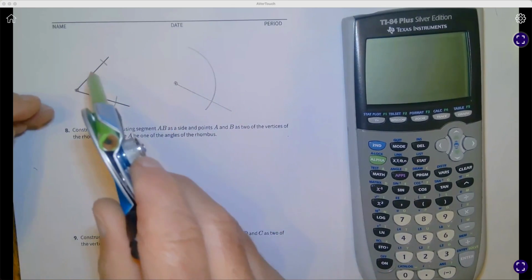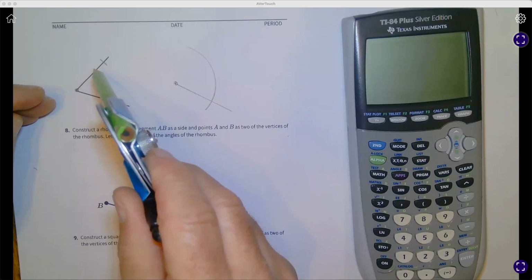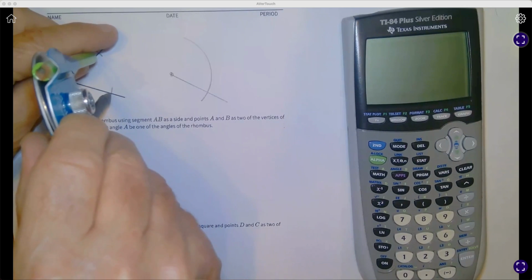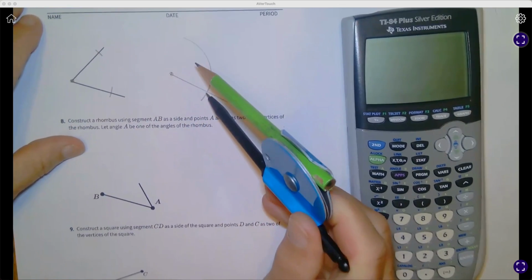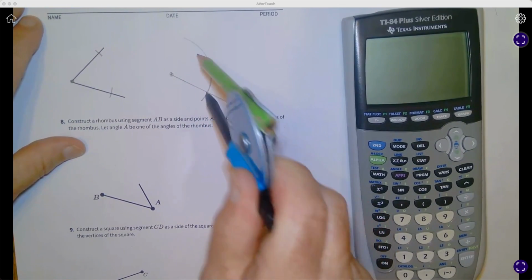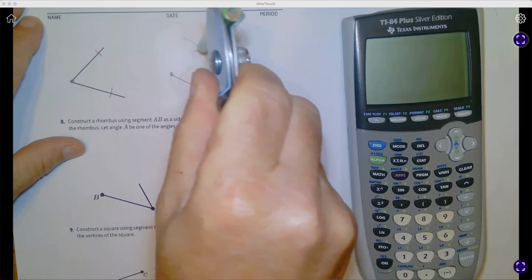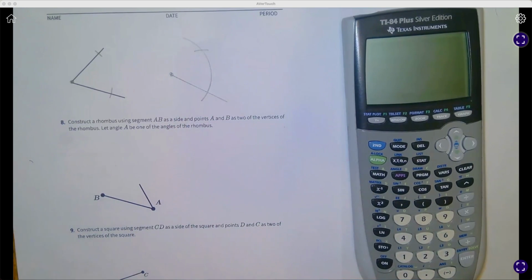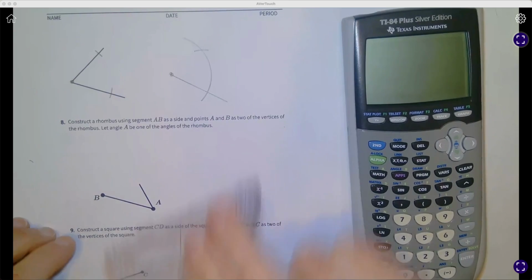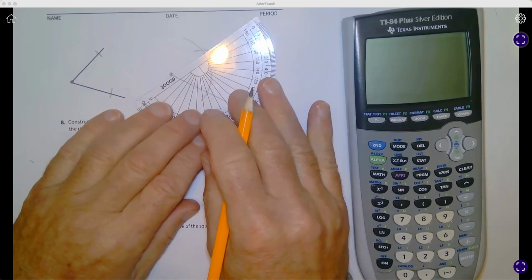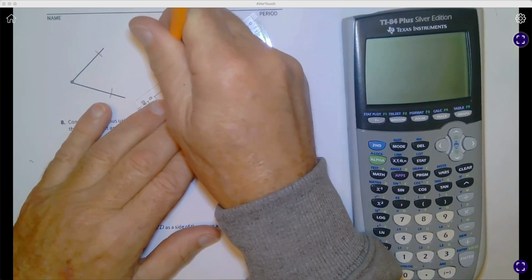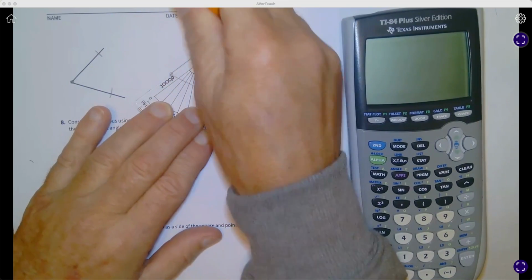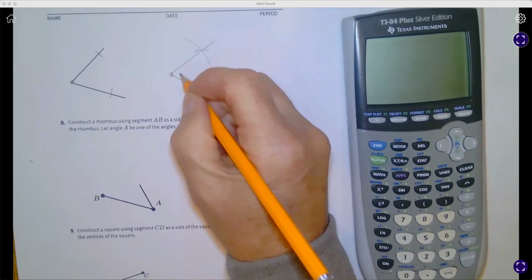So if I now measure this distance using my compass, right? So now I'm going to go there. I'm going to measure that distance, create that distance here, find that intersection, and I know that if I now connect the vertex to that intersection of arcs, I have created the same angle.